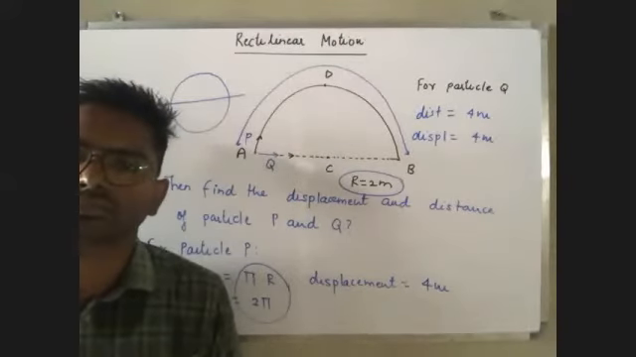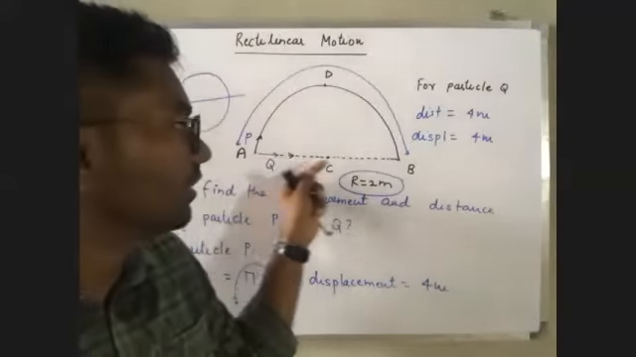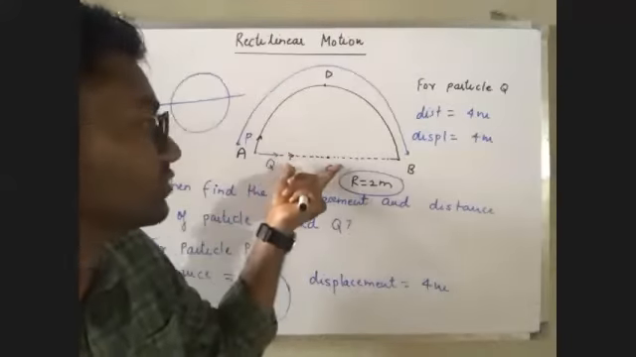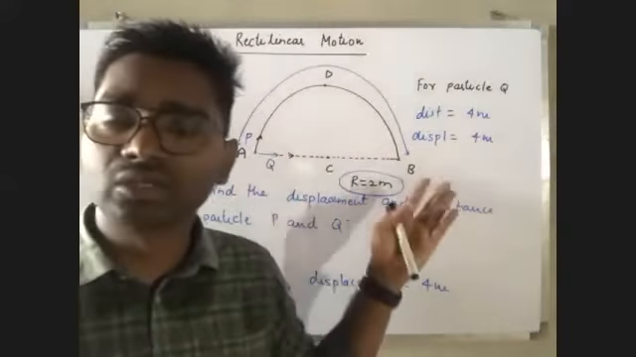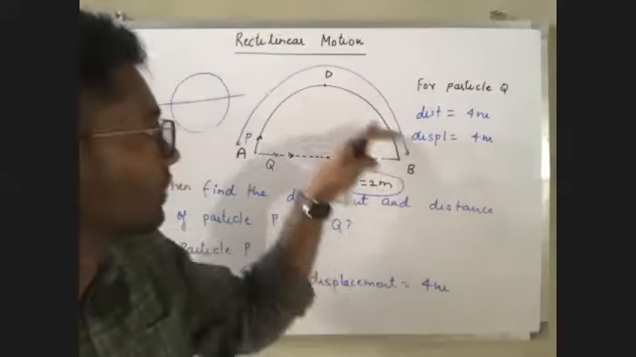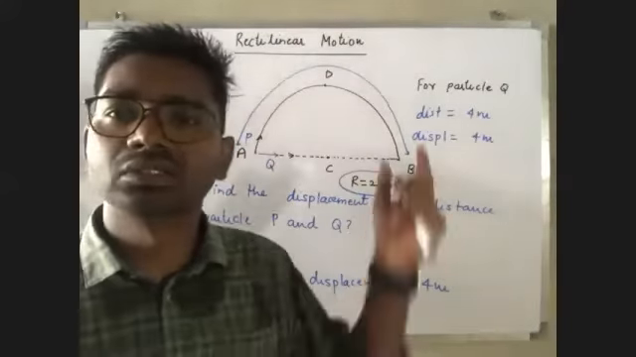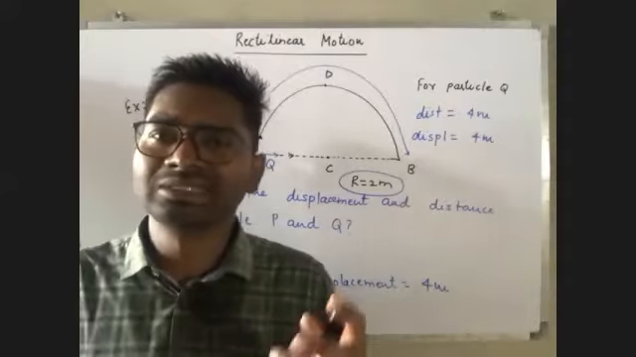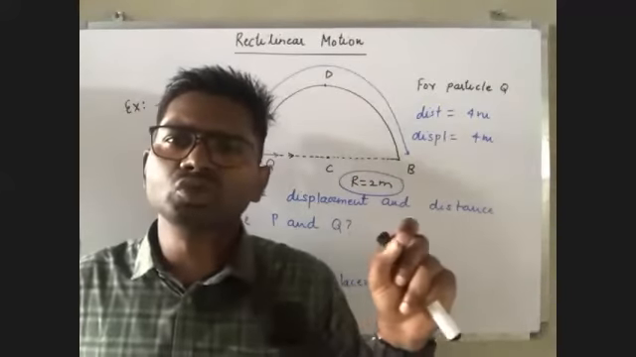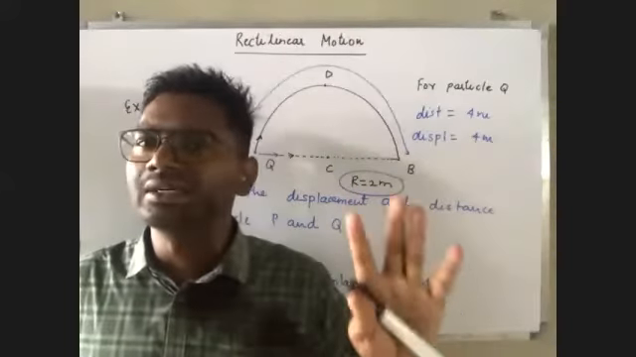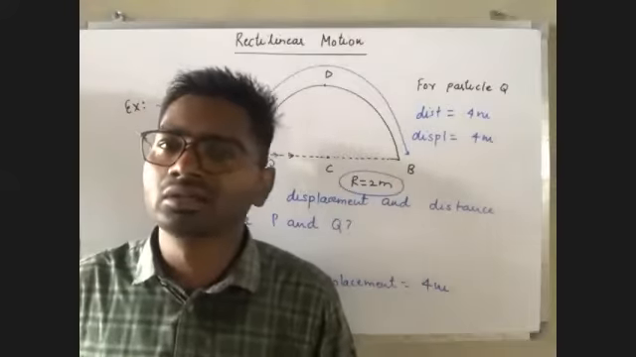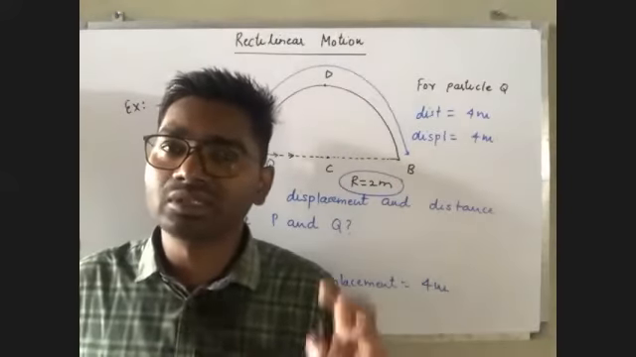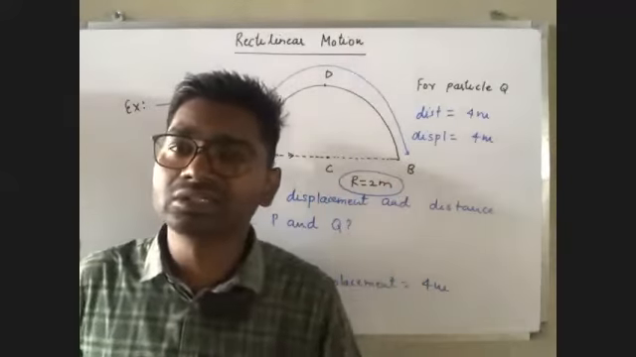And in the same way, for particle Q, since it is moving along a straight line, the displacement and distance are both going to be the same. So by looking at this question and solution, we can easily see that distance traveled is always greater than or equal to displacement, because displacement is the minimum distance. If you choose any other path, definitely it is going to be more than the displacement. It is not possible that distance traveled is less than the displacement.